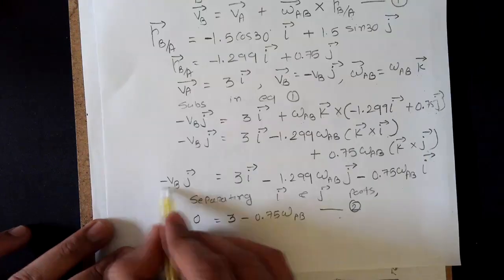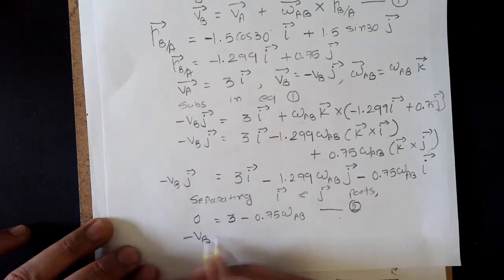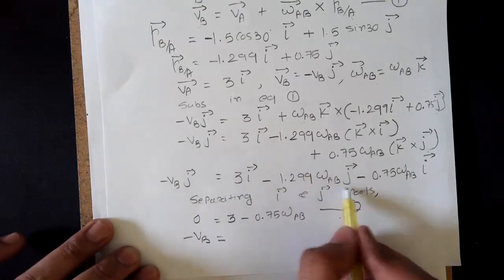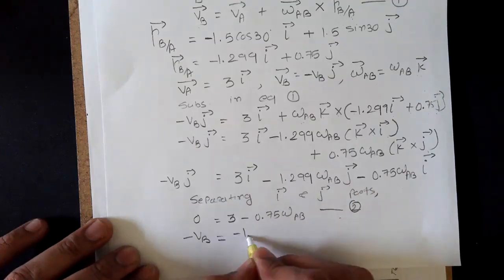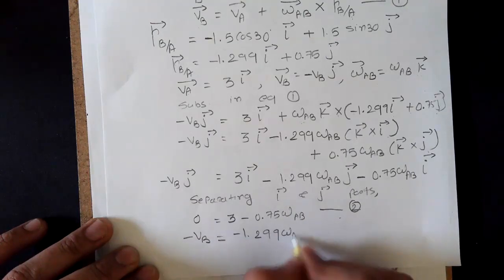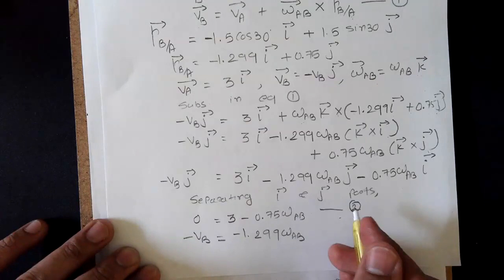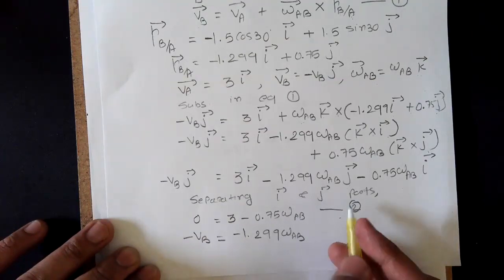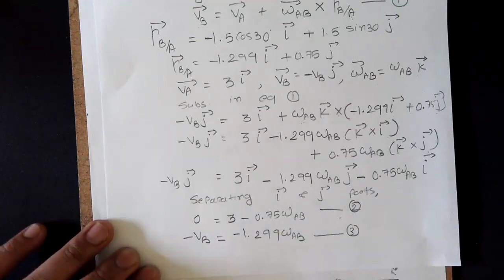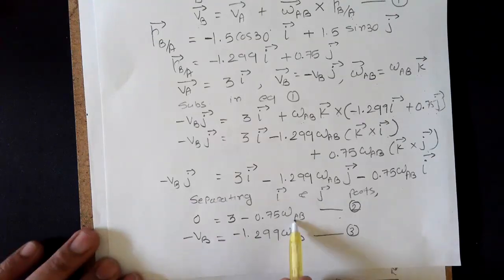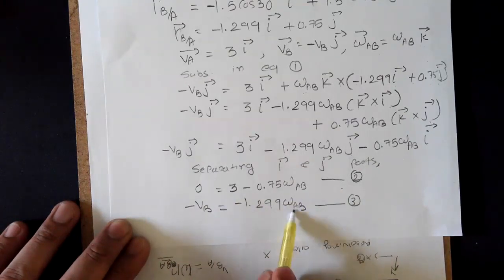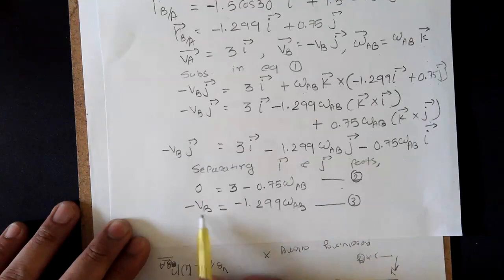And then for the J part, there is no J here, but there is J here, so we just write the constant that's multiplied with the J term. So it's minus VB equal to minus 1.299 omega AB. That's it. Okay, that's the third equation. So when you solve equation 2, you get the value of omega AB, and then you substitute that omega AB here and multiply that with minus 1.299, then you will get the value of VB.